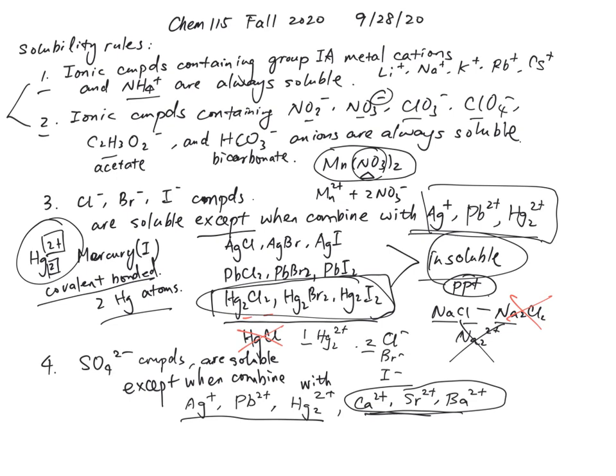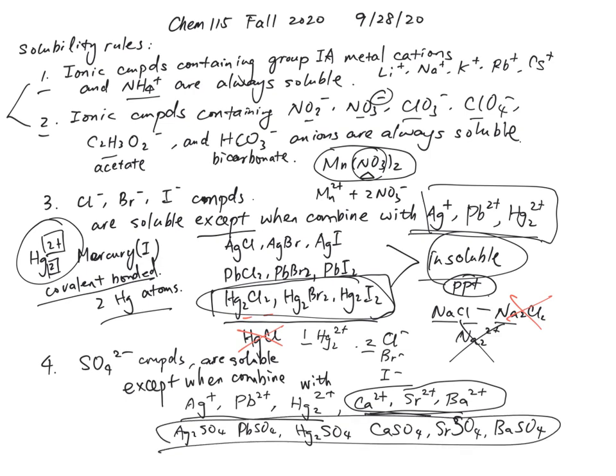So silver sulfate, Ag2SO4, lead sulfate, mercury 1 sulfate, calcium sulfate, strontium sulfate, and barium sulfate. These are the 6 sulfates that are insoluble. Or you can say if they're made in a solution chemical reaction on the product side, they're going to be precipitates. All right.